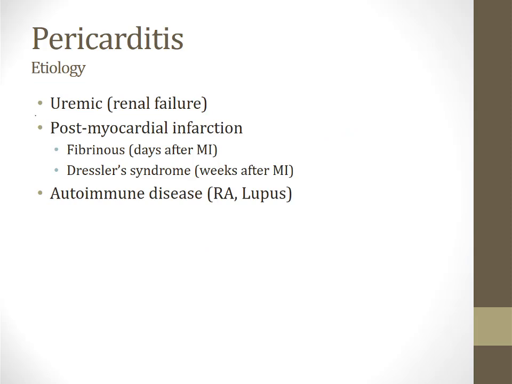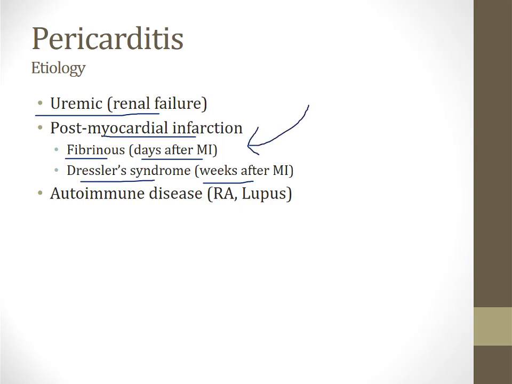When patients develop uremia from renal failure, they often develop pericardial inflammation. This is called uremic pericarditis. There are two forms of post-myocardial infarction pericarditis. One's called fibrinous, which occurs days after an infarction. The other is called Dressler's syndrome, which occurs weeks after infarction. And I talk about both of these in the video on cardiac ischemia.